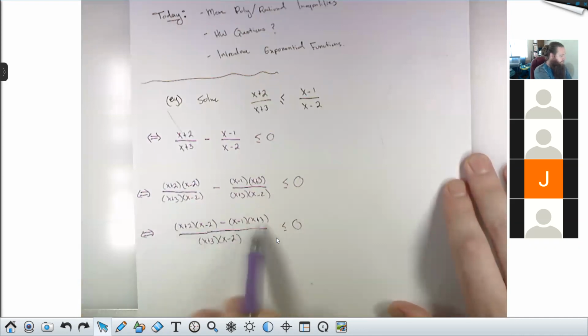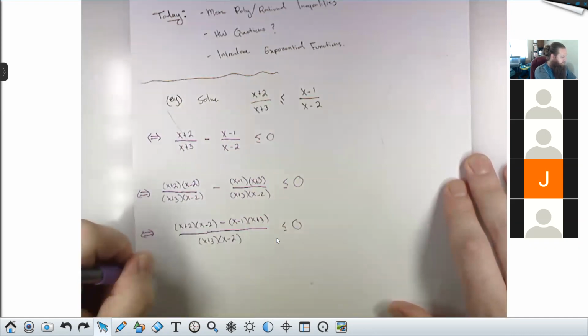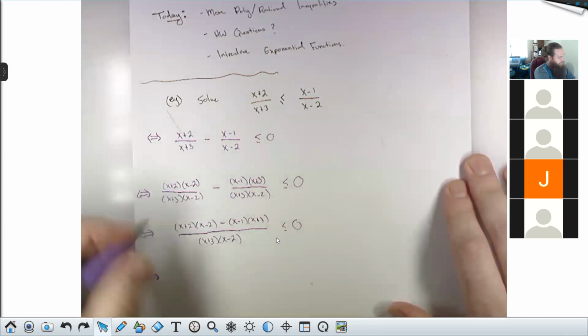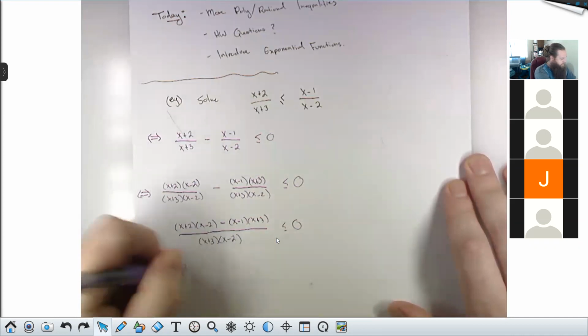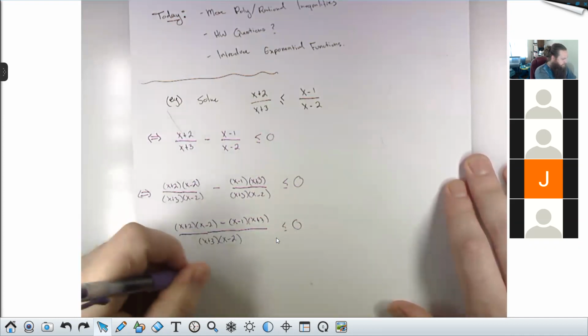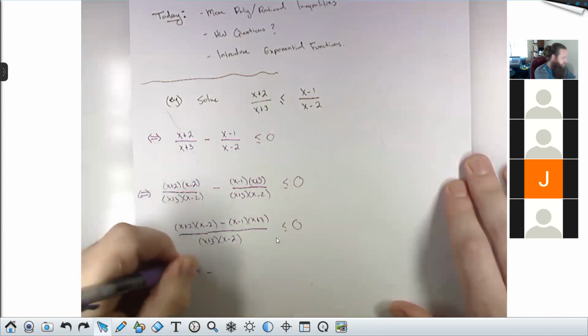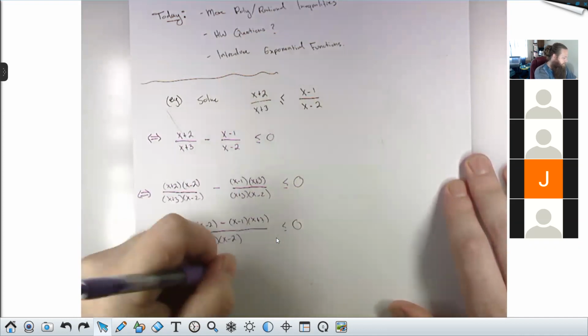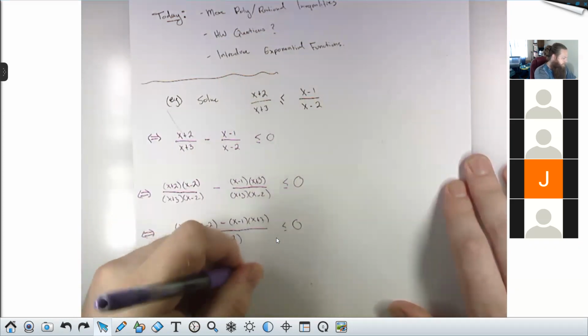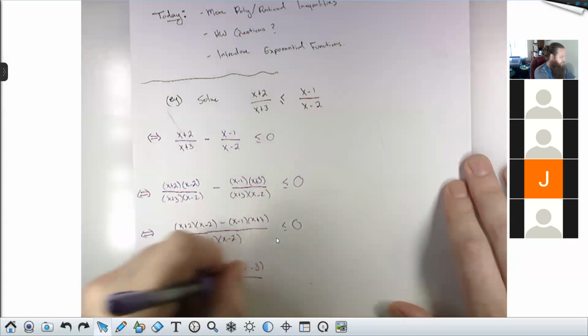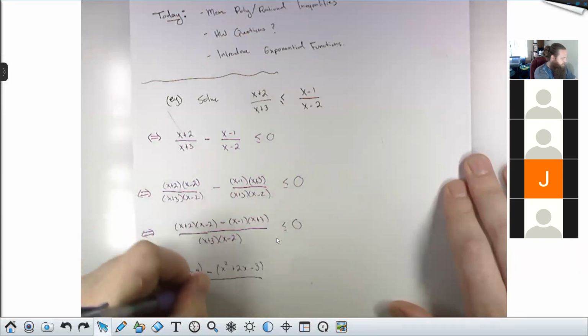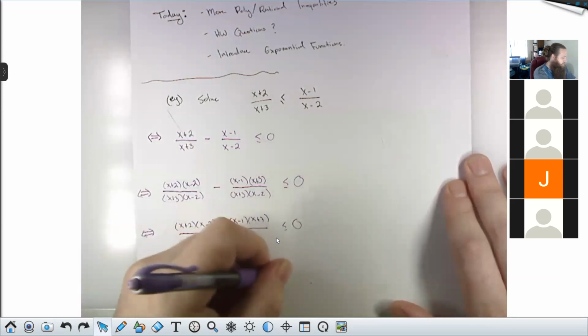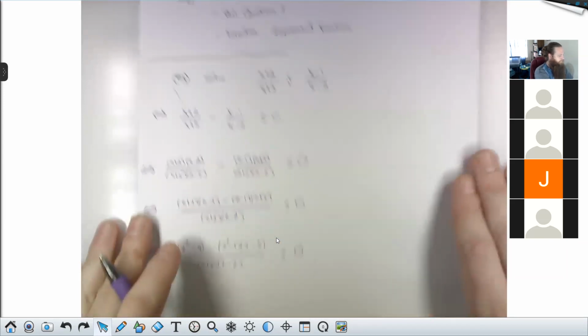Now I need to kind of FOIL these out, distribute my minus sign, and then I can factor the top. So this is x squared minus 4 minus, I'll put it all in parentheses, x squared plus 2x minus 3. That's all over x plus 3 times x minus 2, and that's all still less than or equal to 0.